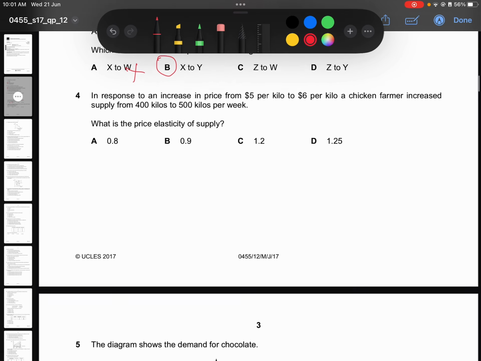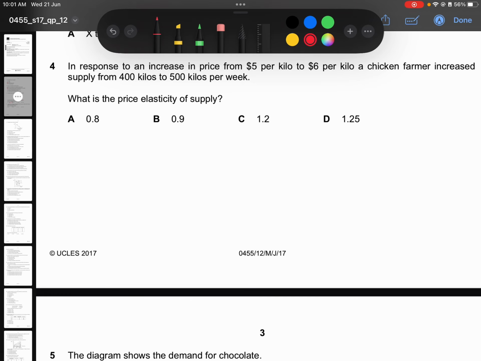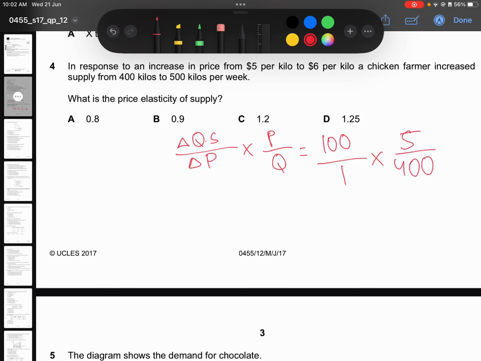Okay. In response to an increase in price from $5 per kilo to $6 per kilo, a chicken farmer increased supply from 400 kilos to 500 kilos. What is the price elasticity? The price elasticity of supply is calculated with a simple formula: change in quantity supplied over change in price, into initial price over initial quantity. Now our change in quantity supplied is 100, our change in price is 1, our initial price was 5 and our initial quantity is 400. So if you calculate this using a calculator, 100 into 5 over 400, that gives you 1.25, hence D is correct.